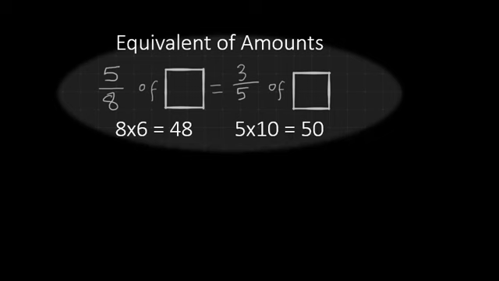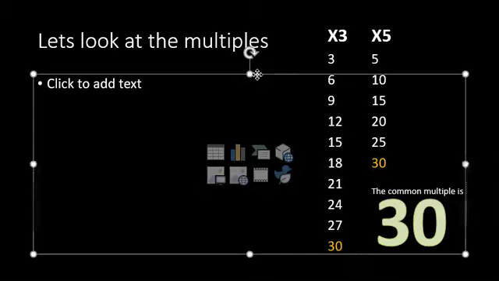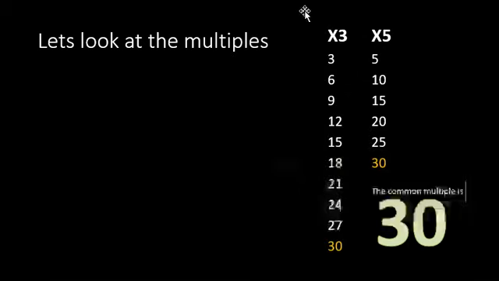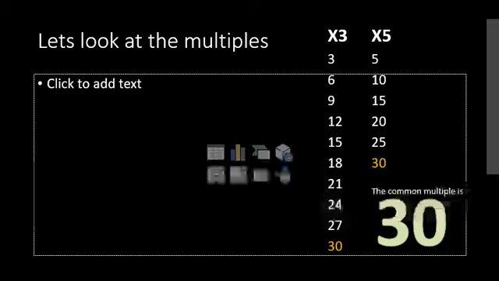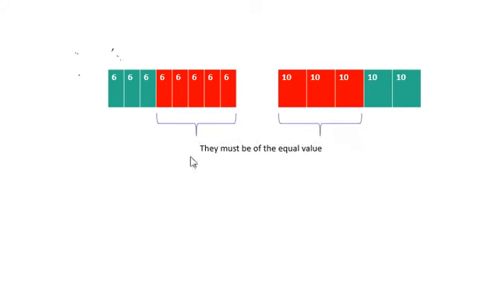Just a quick recap. So we looked at the multiples. We found out the common multiple was 30. We found out that each of these was 6.